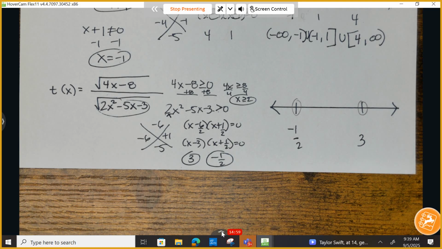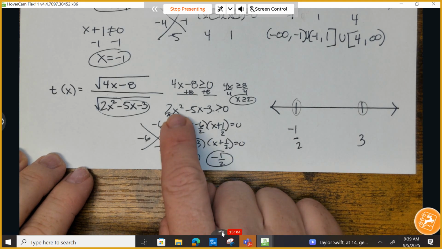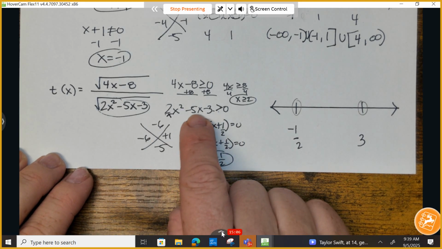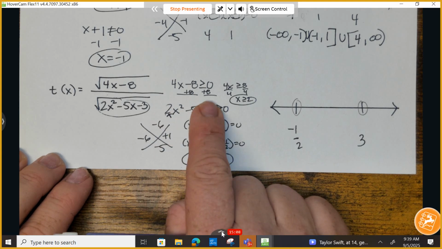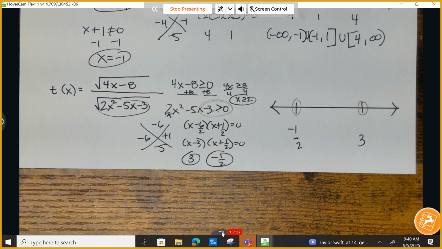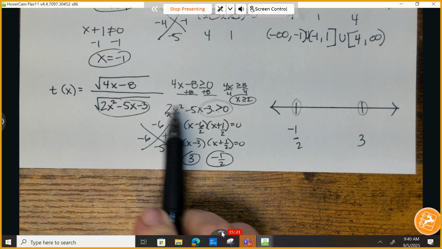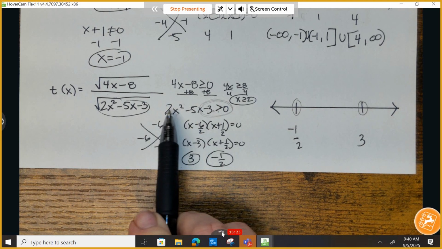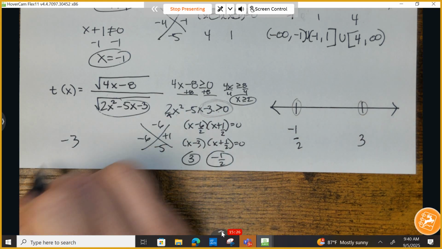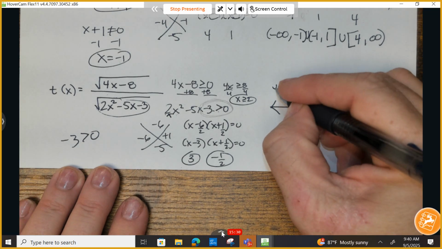Easiest number to plug in is 0. So I'm going to plug in 0 into this inequality. I have 0 squared times 2, that's 0. Negative 5 times 0, that's 0. So I have 0, 0, minus 3. So I'm looking at this statement. Is this a true statement? If people are confused, I plugged 0 in here. So I'm testing this region right here. 0 squared is 0, times 2 is 0. Negative 5 times 0 is 0. So 0, 0, minus 3 is this statement. Is this statement true, yes or no? So this is a no, and this is a yes.